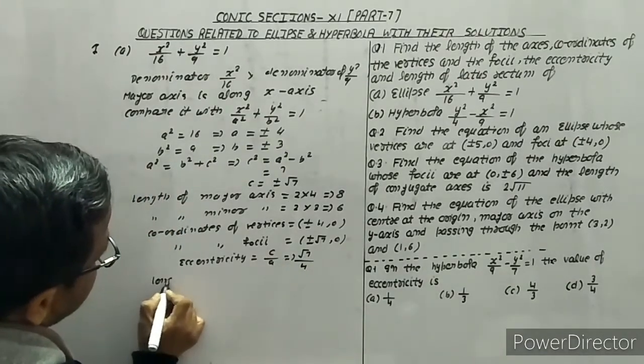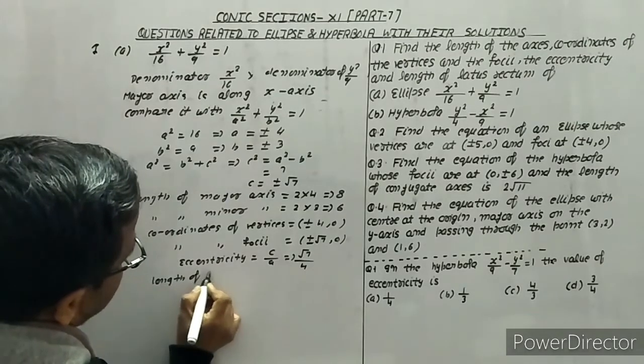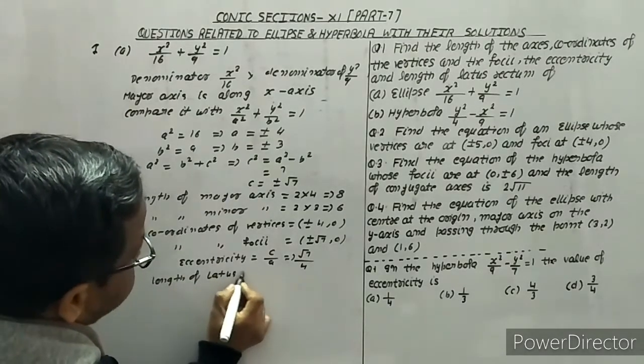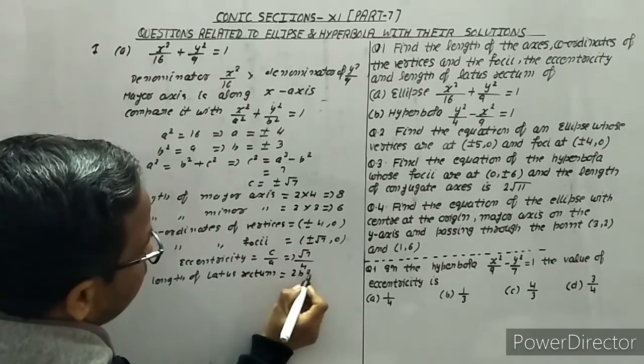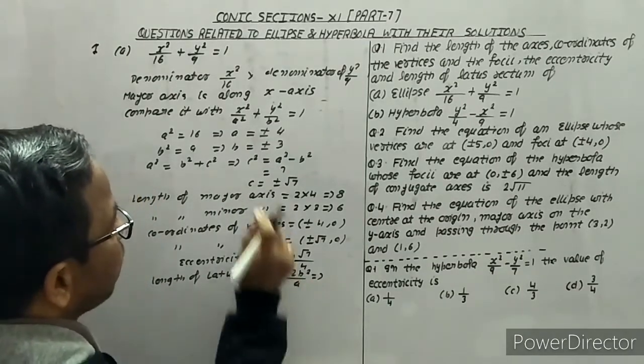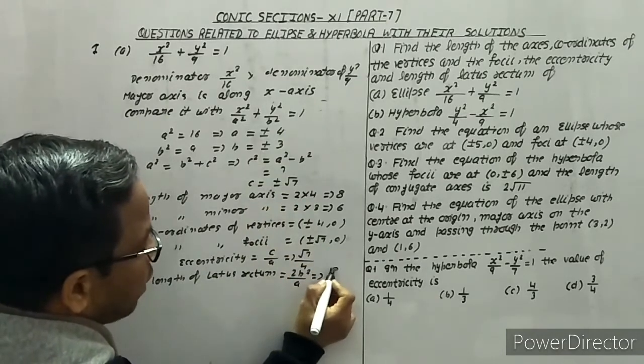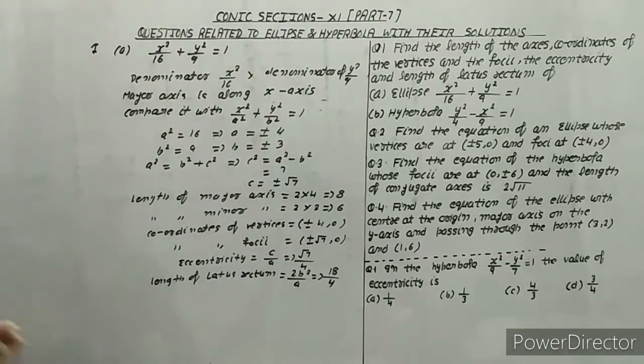And the length of latus rectum. So length of latus rectum is given by 2b square upon a. So 2b square upon a means, look at this thing, we have b is equal to 3. It means 2 into 9, that is 18 upon 4. And this is the answer for this part.